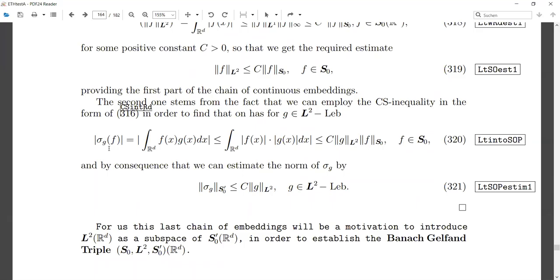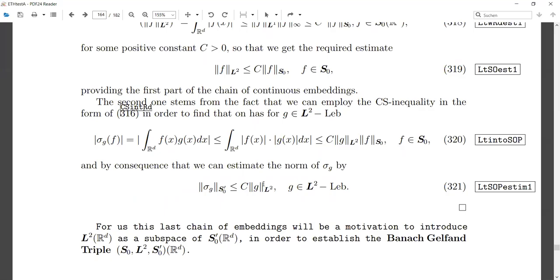That means the output of such a linear functional, which is well defined, is a finite complex number for any f in S0, but that number can be controlled by a constant times the L2 norm of the generating element g, times the size of the input, which is f. So we see how f goes to sigma g of f, and we can control it by some constant times this. Therefore we can say that this element, viewed as an element of the big space, can be controlled in its norm by the same constant times the L2 norm of g.